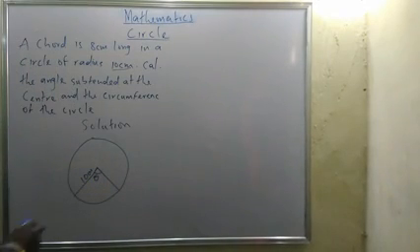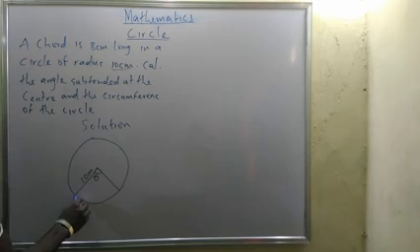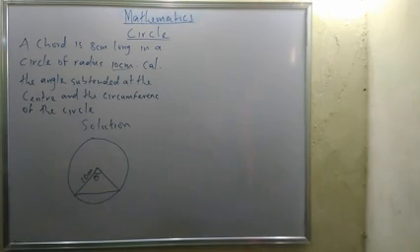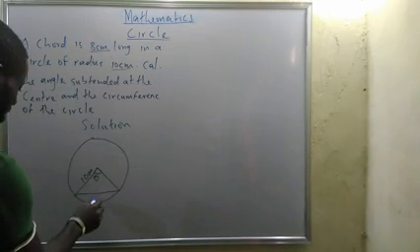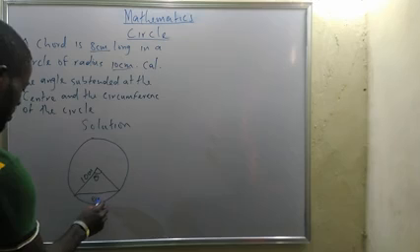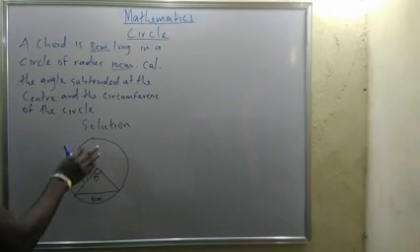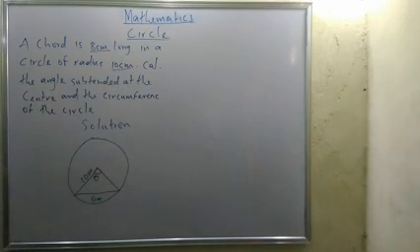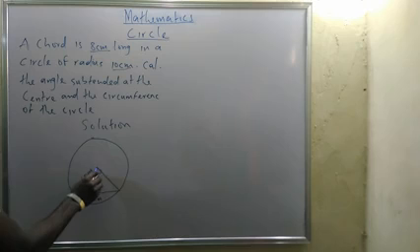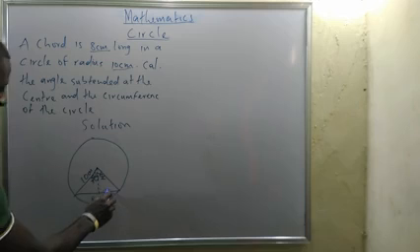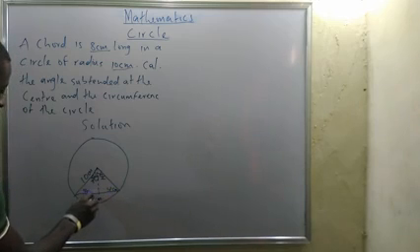Now since it's 10 centimeter, I will move on to the next one, which is the length of chord, which is 8 centimeter. Now I'm looking for this part, which is what? The angle. How do I go? I can call it this way. That is the best way. It means here will be theta all over 2. Here will be theta all over 2. Now, since I have theta all over 2, here will be 4 centimeter.